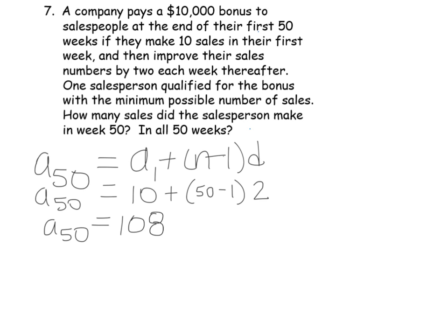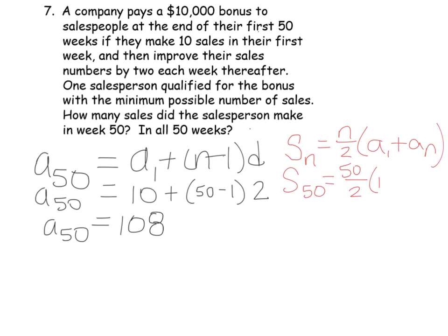The second part of the question says, in all 50 weeks. That means how many total sales would the salesperson have had to make in all 50 weeks? So that's talking about a sum. So we're going to go to our arithmetic series formula, N over 2 times A1 plus AN. Well, we're talking about the sum of 50 weeks of sales. So N is 50, where the first week they sell 10, and in the 50th week they sell 108. So we've got all the information now that we need.